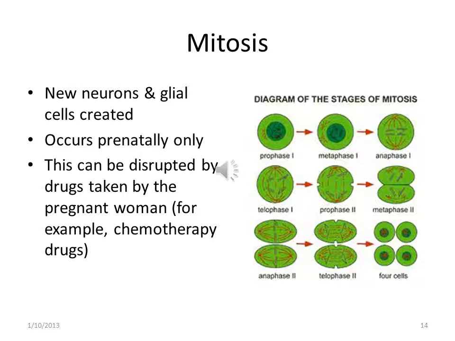Mitosis is the process of cell division, taking one cell and making 4 smaller cells from it. This is the process by which new neurons and glial cells are created. And for neurons, this occurs only before birth. And any drugs that a pregnant woman might take, for example, chemotherapy drugs or other so-called recreational drugs, can interfere with this process and cause defects in the fetus's brain.